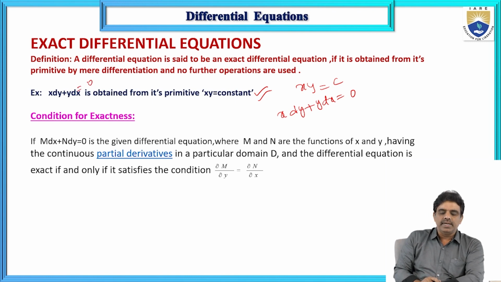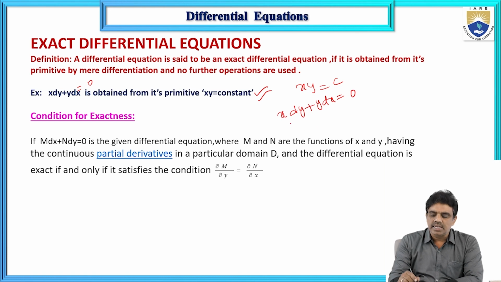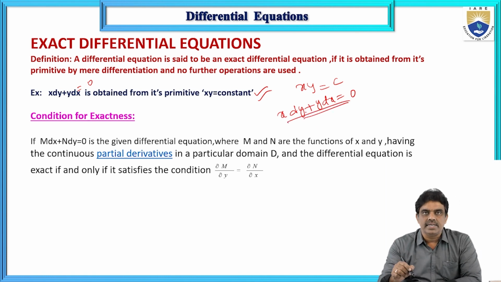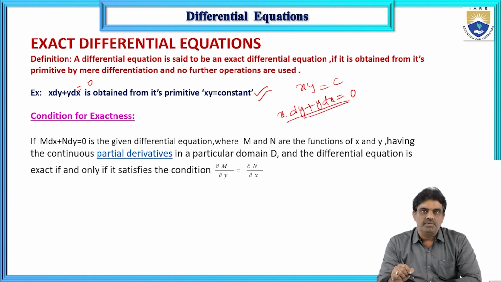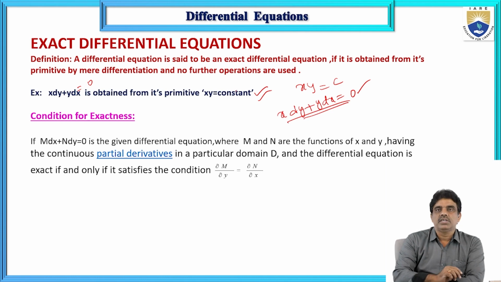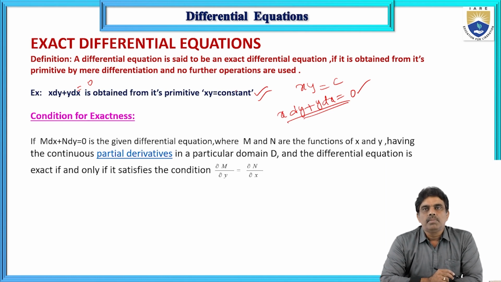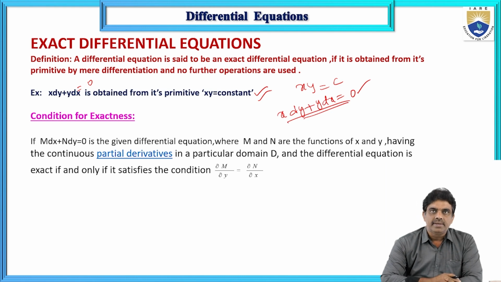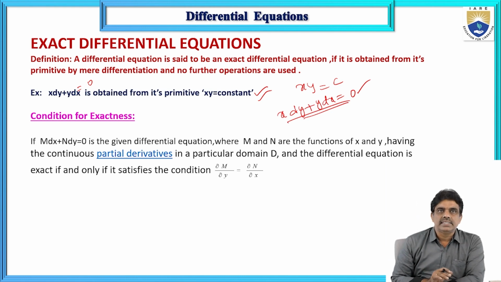x dy plus y dx is equal to 0 is the differential equation, because it contains dy and dx and all are first order and first degree. So it is a first order and first degree differential equation. Clearly, it is obtained from the original function xy is equal to c by direct differentiation and no further operations are applied. So we call this an exact differential equation.